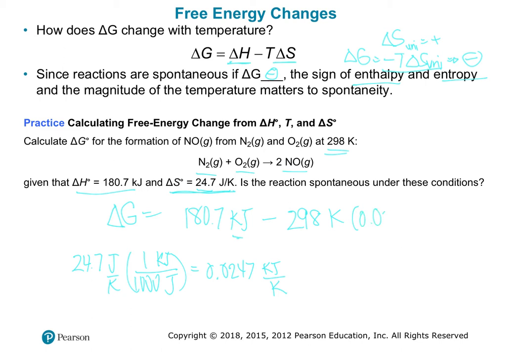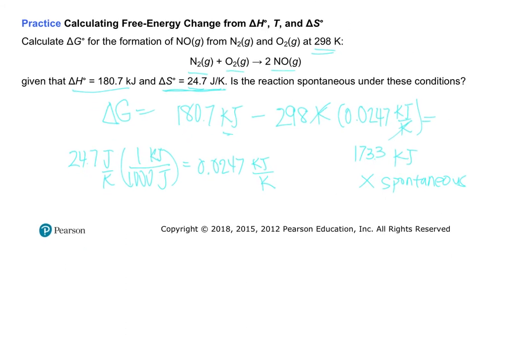0.0247 kilojoules per Kelvin. Notice my Kelvin cancels out and I get my value. Once I calculate that, I get 173.3 kilojoules. So this is non-spontaneous. It's not spontaneous at this temperature. We can actually calculate at what temperature it will turn spontaneous, because the value where we go from negative to positive or vice versa is 0. So to find the temperature at which something becomes spontaneous, I can set delta G equal to 0 and solve for temperature.